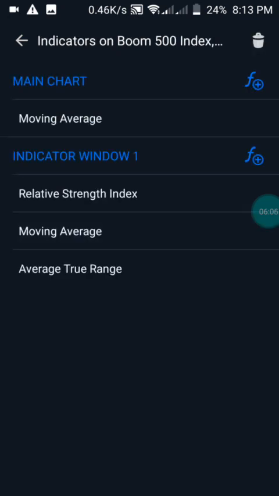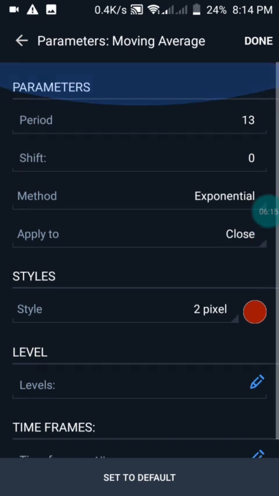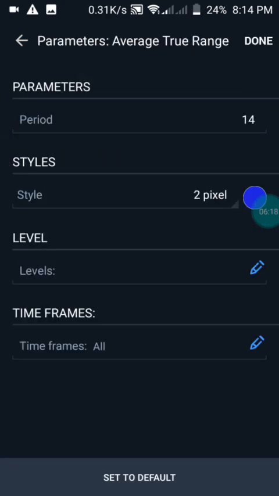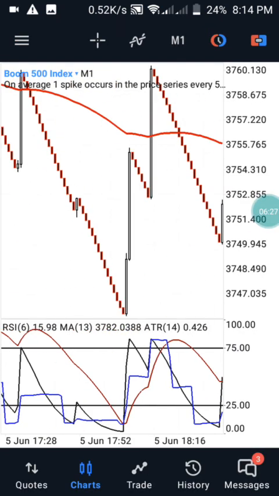Then you press undo. We have this moving average also. Inside that indicator window 1, we have the period of 13. We have the exponential, we have apply to close, and we have red as our color here. Then you press undo. Then we have the average true range, which is the period of 14. We have the style to be blue, and then you press undo. You will have the same chart the way I have it here on the chart.